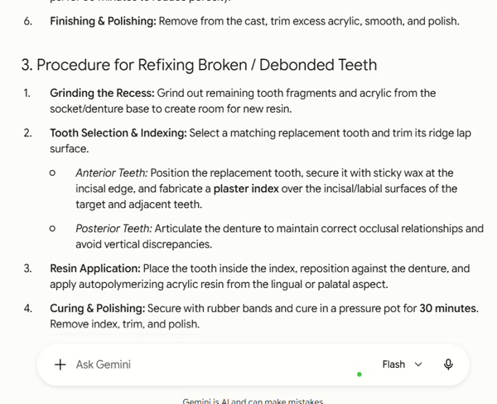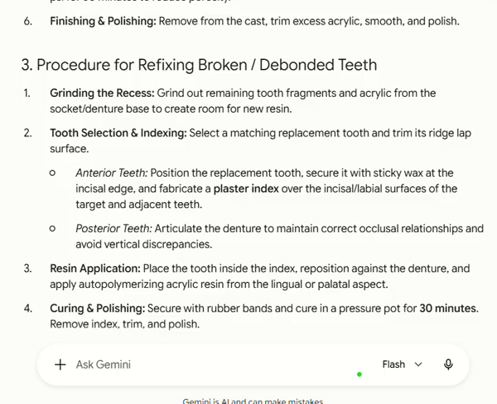5. Procedure for refixing broken, debonded teeth. Grinding the recess: grind out remaining tooth fragments and acrylic from the socket, denture base to create room for new resin. Tooth selection and indexing: select a matching replacement tooth and trim its ridge lap surface.